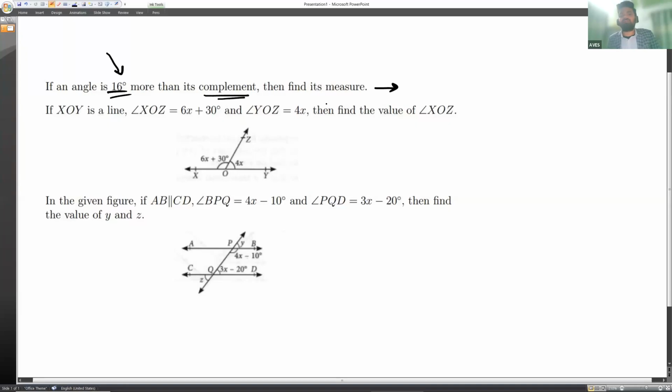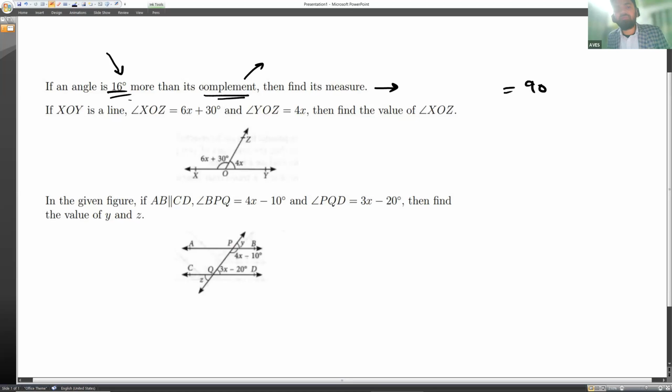and find its measure. What is it? So supplementary angles have a sum of 180 degrees, but it is complementary, and the sum of two complementary angles is 90 degrees.